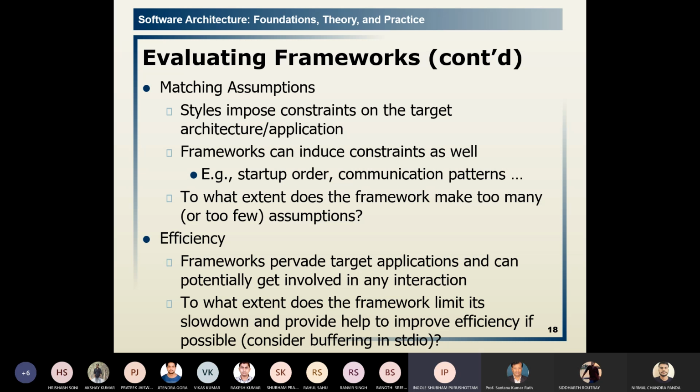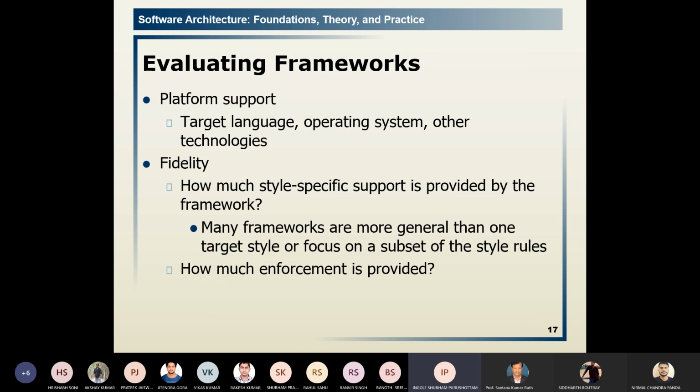Suppose we are selecting some framework. We will see what is the efficiency of the framework, to what extent it involves our technology, to what extent the framework limits its slowdown and provides help to improve efficiency if possible. So these are the four points for evaluating a framework.